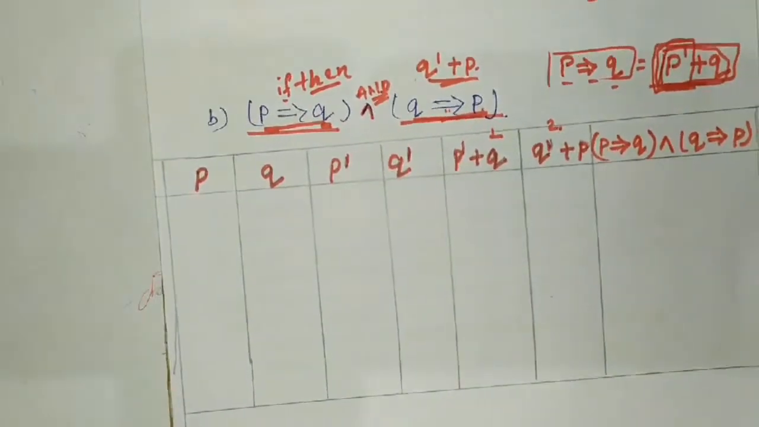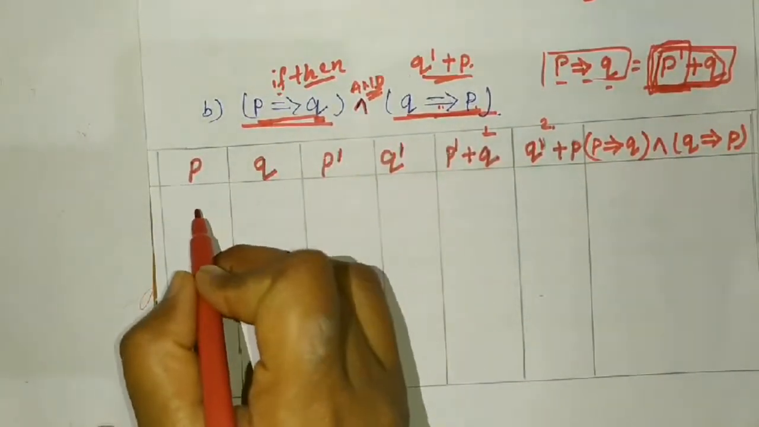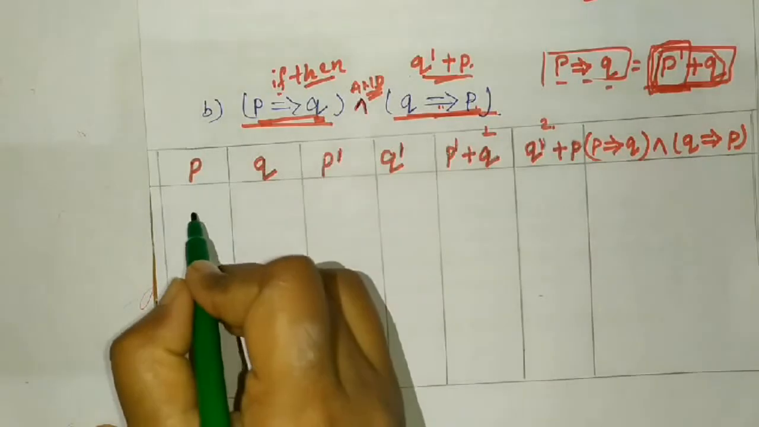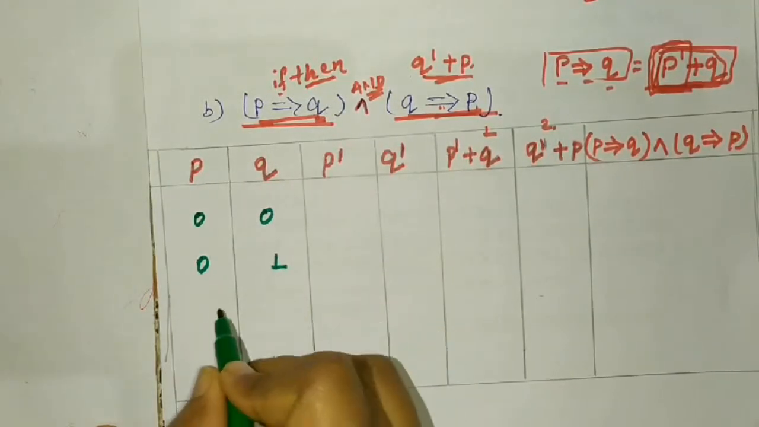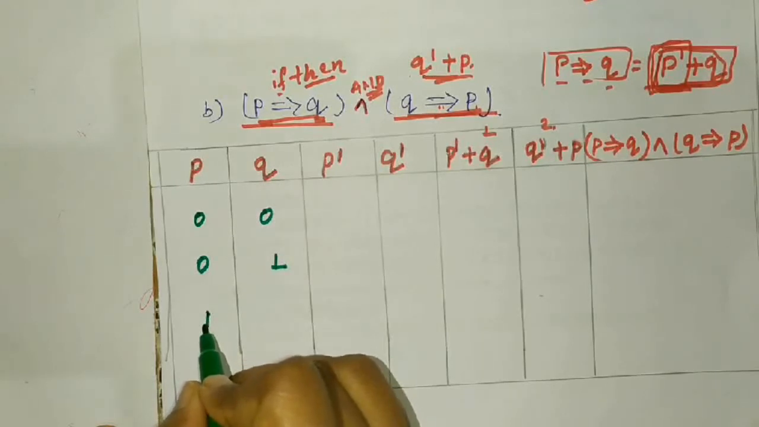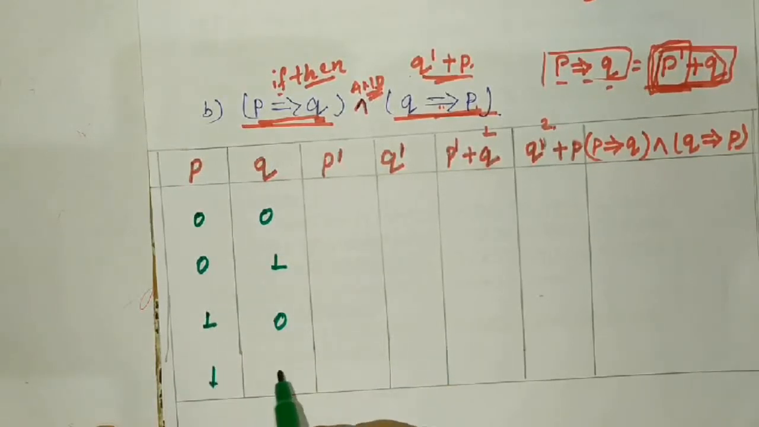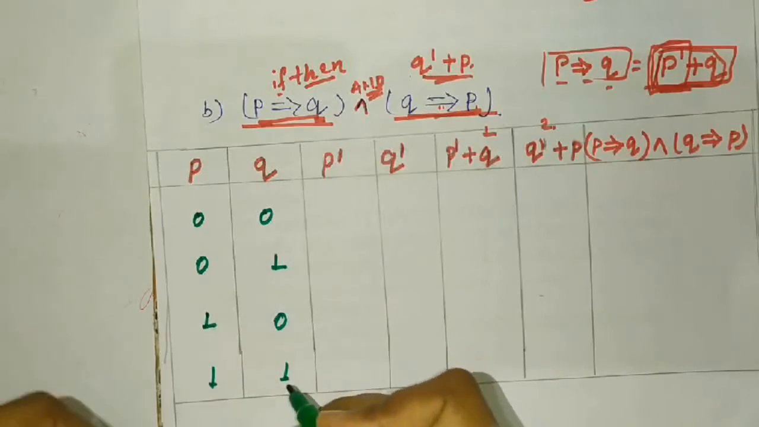So firstly we write the values of P and Q. The binary number of 0 is 0, 0. Then 0, 1, that is 1. The binary number of 2 is 1, 0. Then 1, 1. This is the binary number of 3.